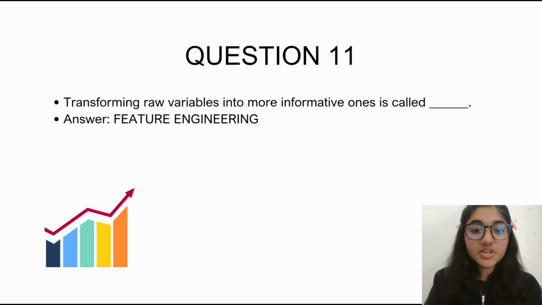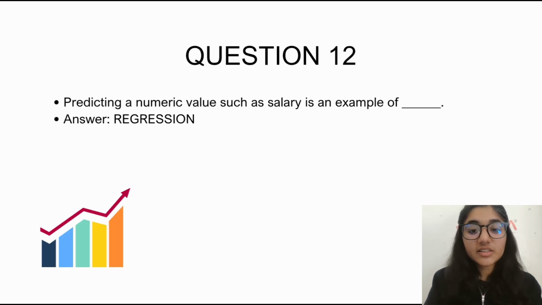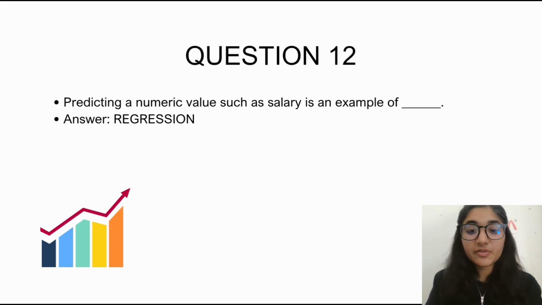Then the 12th question is, predicting a numeric value such as a salary is an example of dash. The answer is regression. Then the 13th question is, a model that fits training data perfectly but fails on new data suffers from dash. So the answer is overfitting.